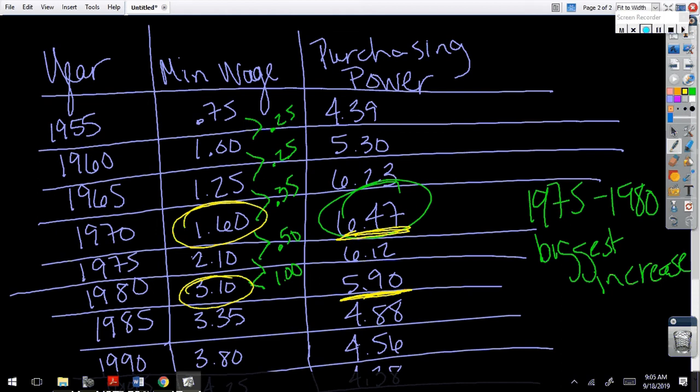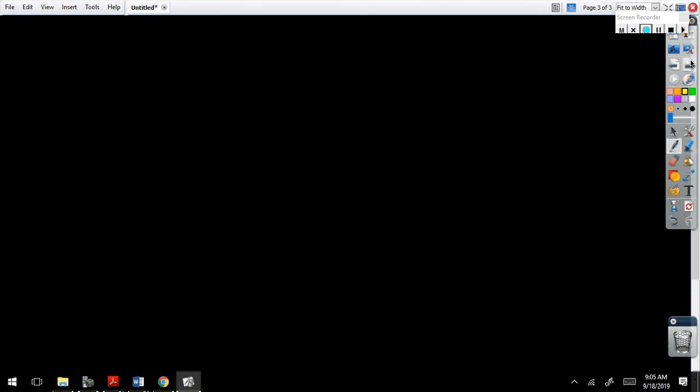Questions about analyzing a table like this? All right, let's move on then. Let's make some algebraic models. Let's do some word problems. So we're going to follow a little pattern here to set up our word problems. In your book, it's on page 70 if you want to follow it.